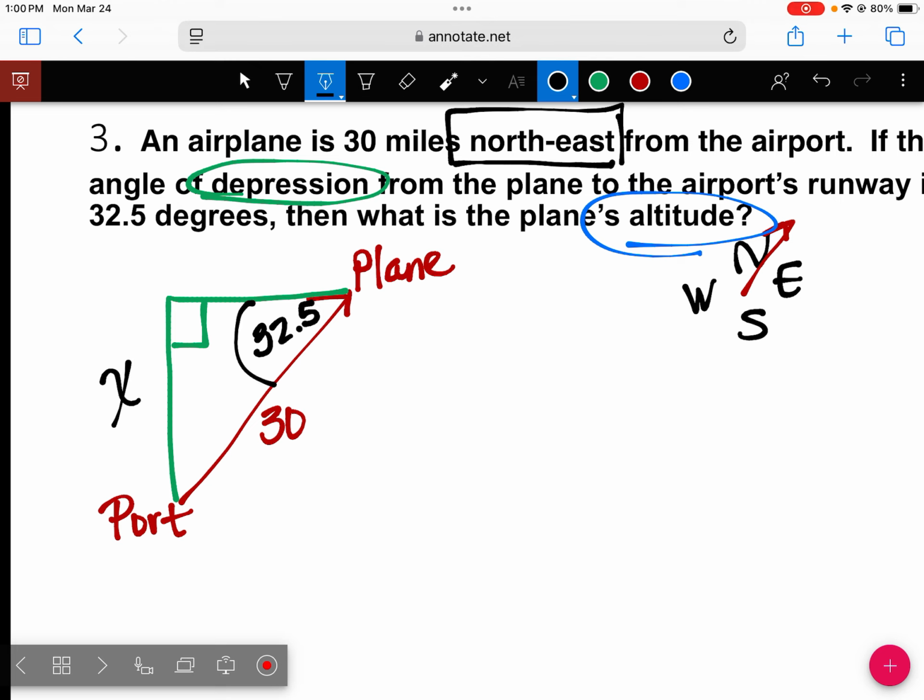So I want you to look at that, label your sides, adjacent, opposite, hypotenuse, and I'm going to ask you a question in a minute.